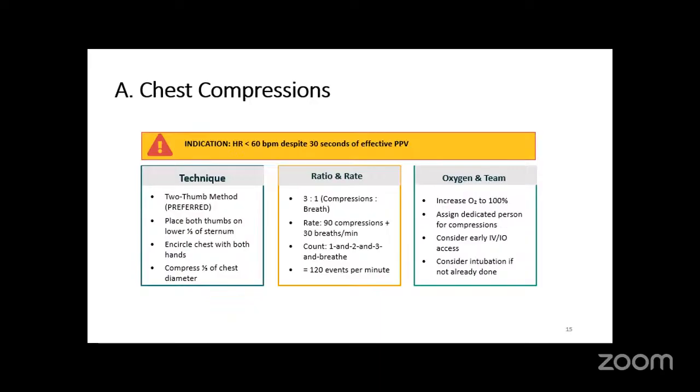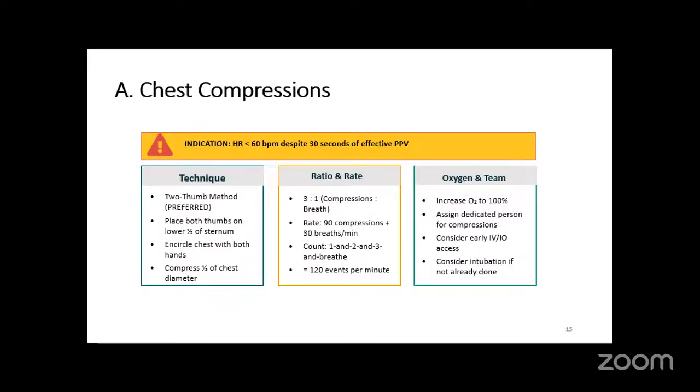The ratio and rate is 3:1, as compared to adults. Adults, as you know, it's either 15:2 or 30:2. In the neonate, it's a 3:1 compression to breath ratio. And the rate is 90 compressions to 30 breaths per minute. So this is how it is done. I count 1, 2, 3. I give the baby a breath. 1, 2, 3. I give the baby a breath. 1, 2, 3. I give the baby a breath. That is how it is delivered. And this will end up at 120 events delivered per minute.